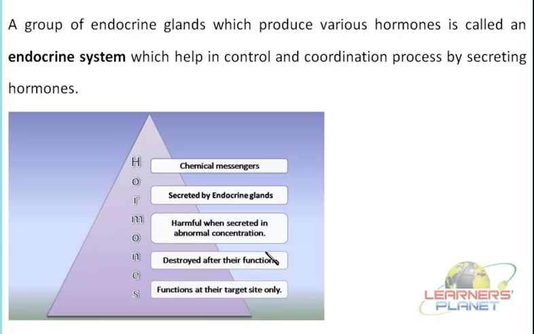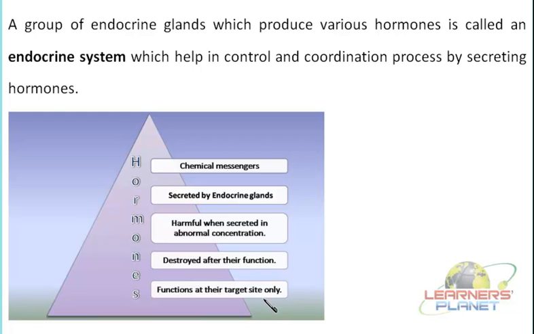So these are required to be secreted in a proper concentration. Now after they perform their function, they are usually destroyed. They will never remain in the bloodstream forever. They are utilized and later on they will be removed from the body. Then they have a specific target site. Now this target site is actually decided by the presence of detectors or receptors over its membrane.